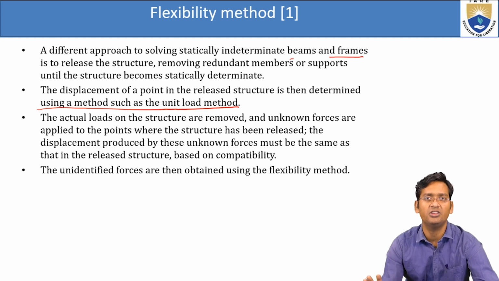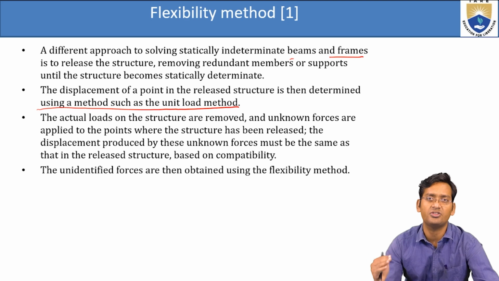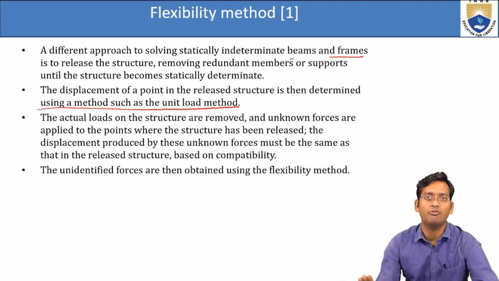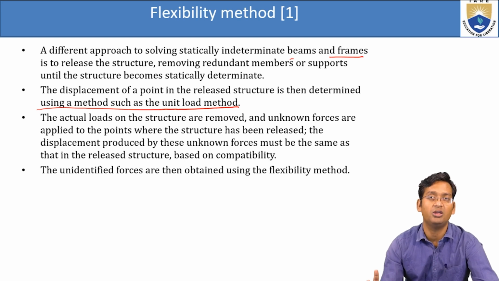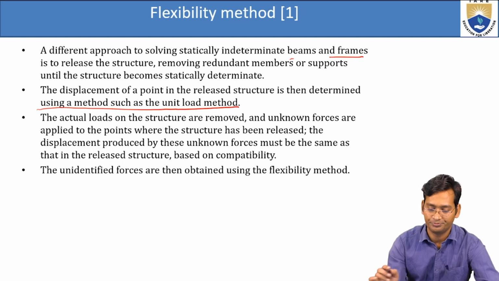So the flexibility method is not a special method. For a statically indeterminate structure, you just make it statically determinate by removing only the redundant members. Make sure you remove only the redundant members, not members from anywhere. Because if you remove a member from anywhere, the load carrying or load distributing capacity will decrease, and then we cannot get the actual value. So only redundant members should be removed to make it statically determinate.